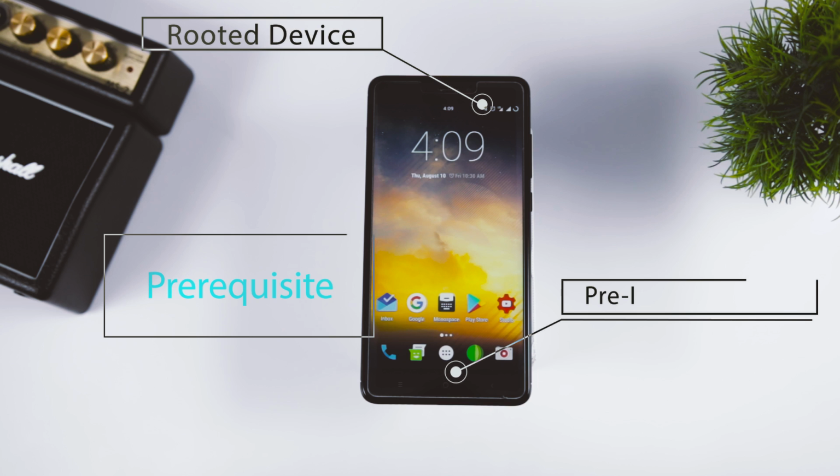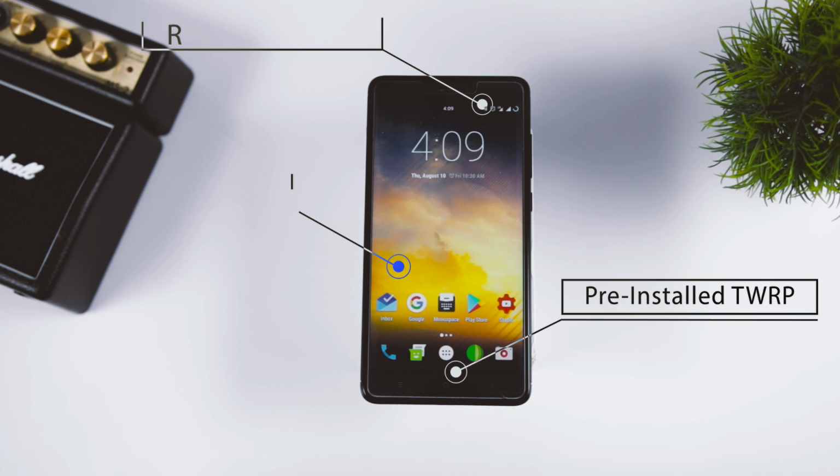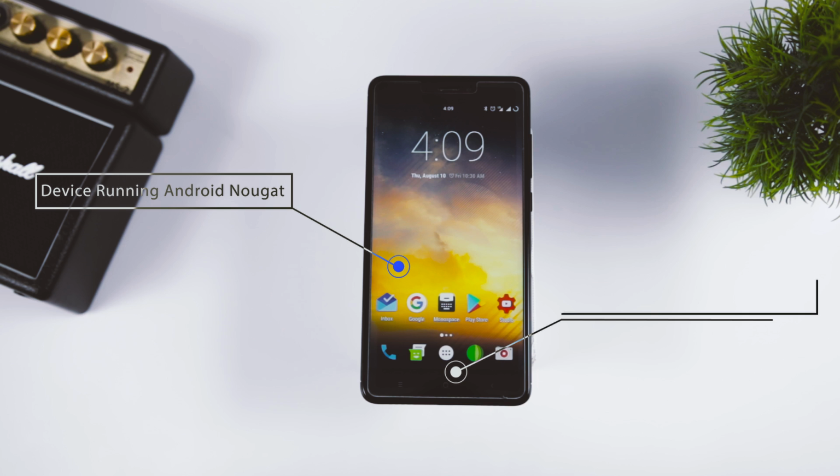Now the prerequisites are: first, your device should be rooted. Second, you should have pre-installed TWRP recovery. Third, your device must be running Android Nougat 7.1 or above.